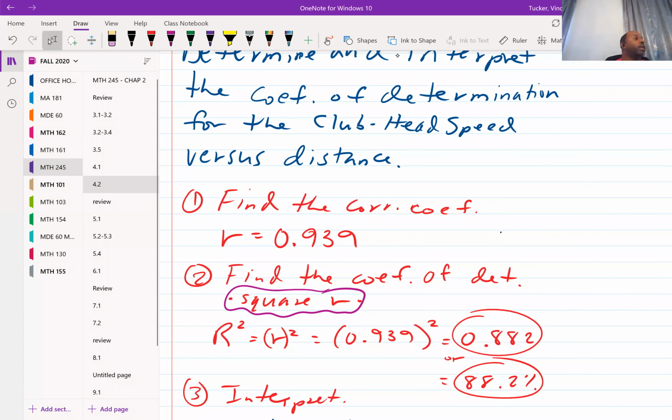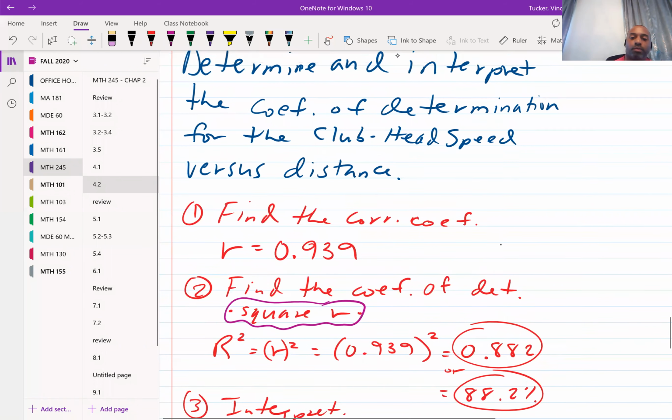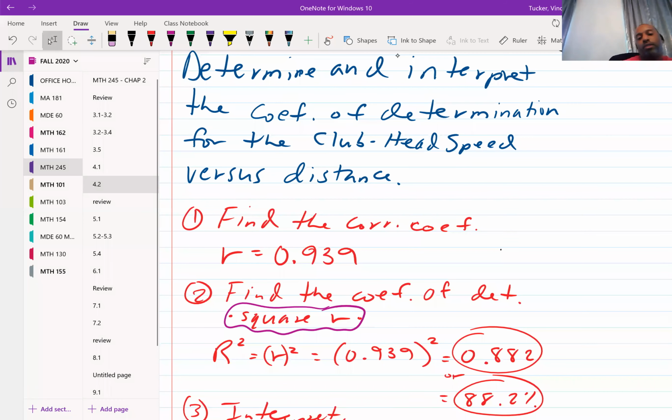So we found lowercase r to be 0.939. Once again, we get that from having our data set, then going to a website of that nature to find the correlation coefficient, typing in our data values, hitting enter, and we get 0.939. Then to find the coefficient of determination, you square it. Squaring that gives me 0.882. If I wanted to write it as a percentage, move the decimal 2 places to the right, so I get 88.2%. Before we go to step 3, any questions on what we did?